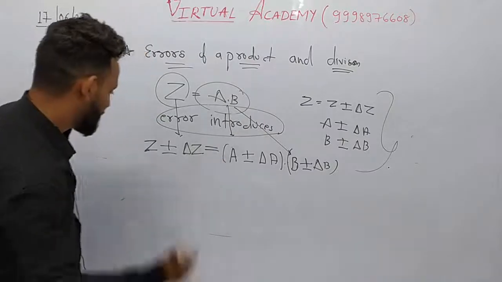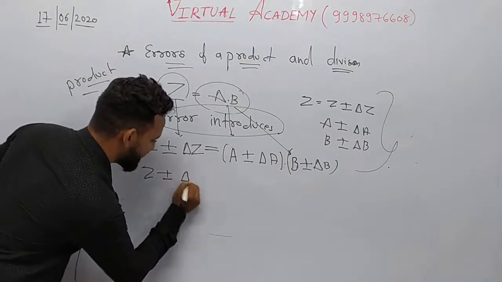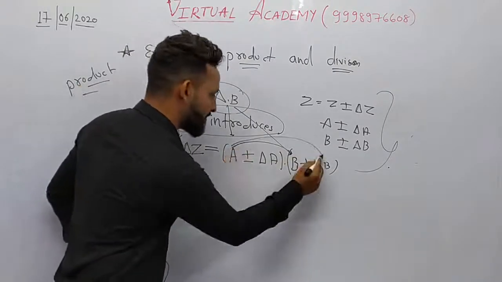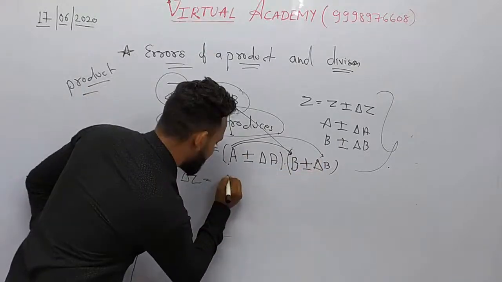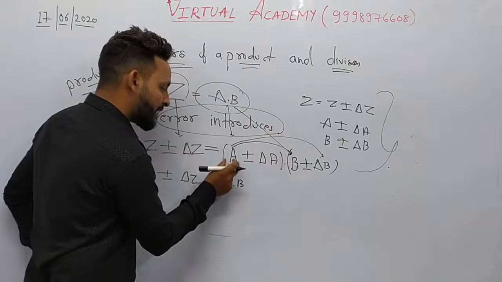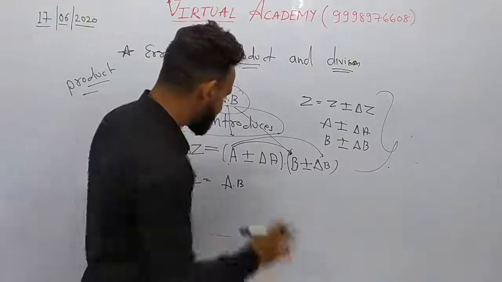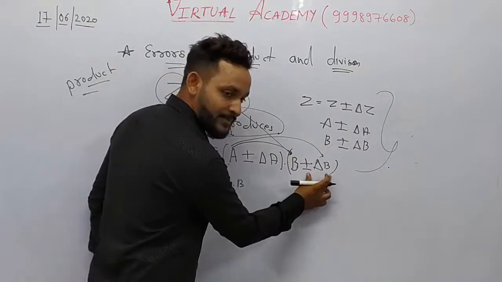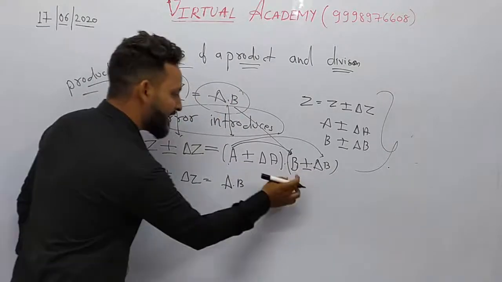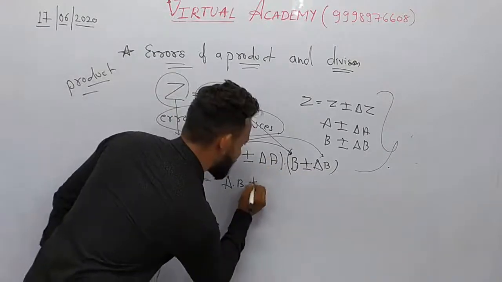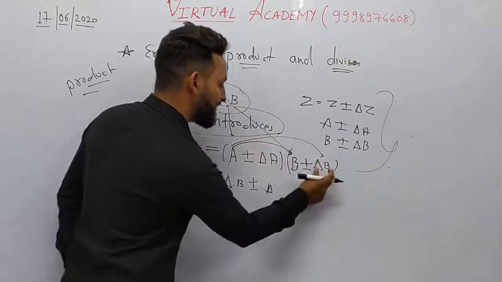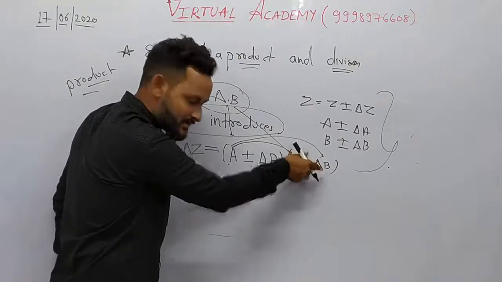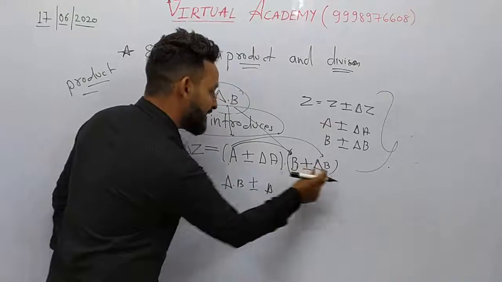Now I am simplifying it. Z plus minus delta Z equals, now we have to multiply A with this, and again multiply with this. So A and B gives A dot B. Now if we multiply A, we have to multiply A with B, and again A with plus minus delta B. So the first term is A and B. Now A is multiplying with delta B, so the sign is plus minus, because there is a plus and minus symbol. Now A into delta B.